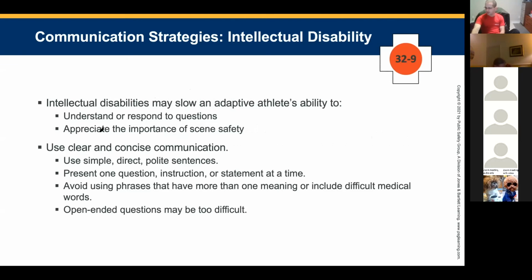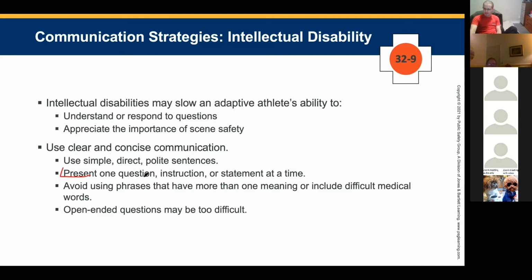Try to think about this last bullet point here: appreciate the importance of scene safety. I'm just going to move on. So we want to make sure that we use clear and concise communication. We want to use simple, direct, and polite sentences. We want to present one question, instruction, or statement at a time.